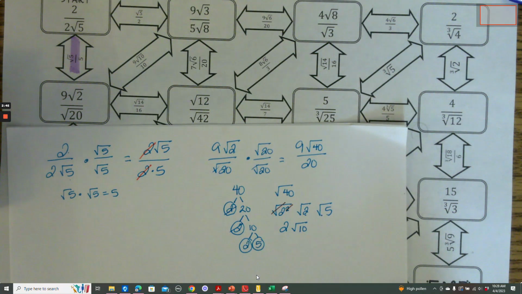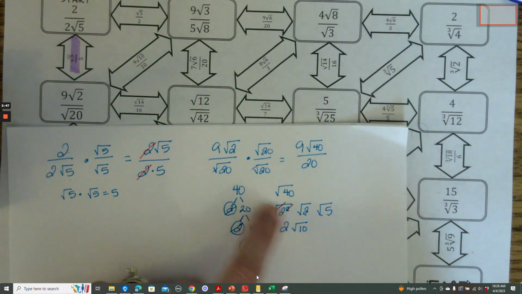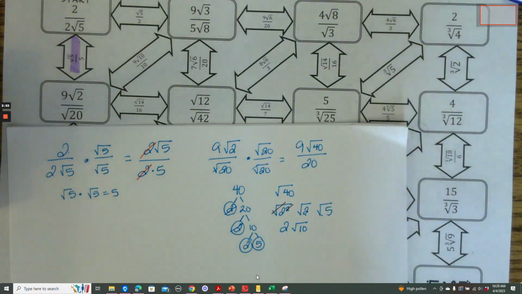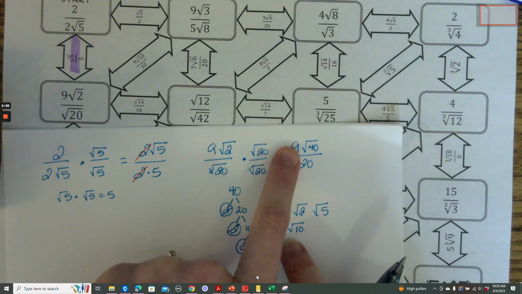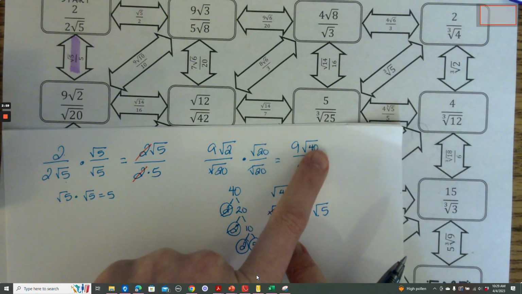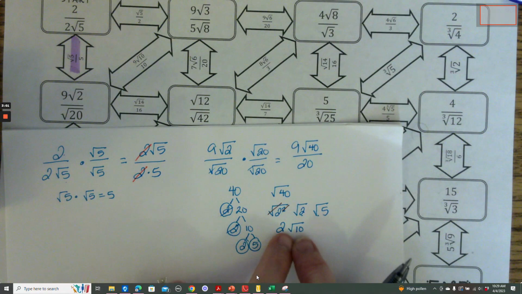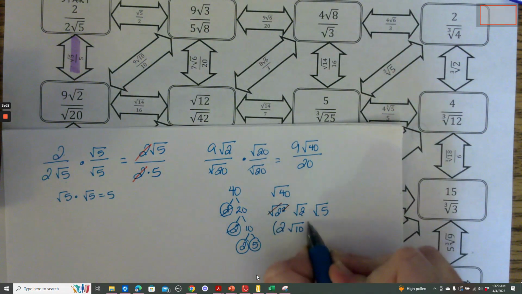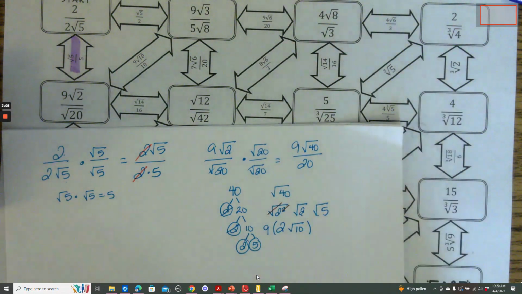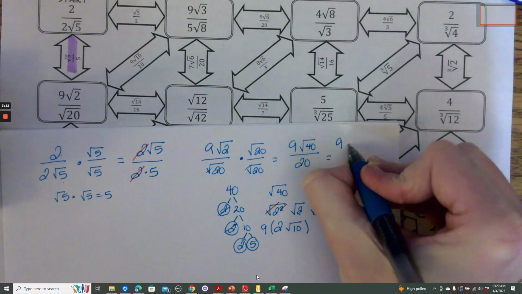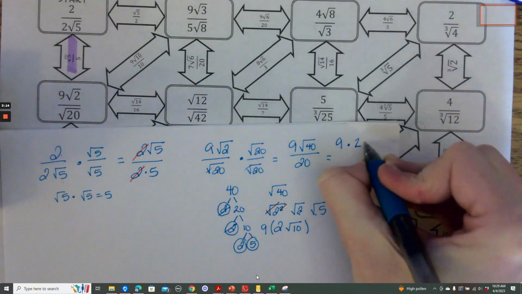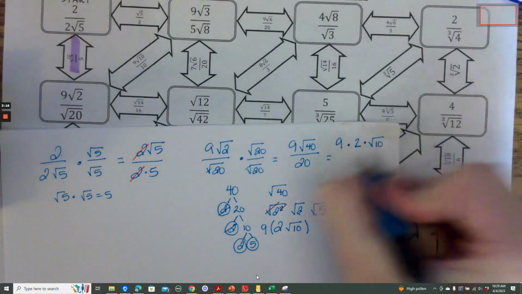Is the 2 not under a thing? It cancels out with that exponent of 2. So that's why we want to pull it out. That's being multiplied by 9. This is 9 times the square root of 40. I can multiply that by 9, but I'm not going to do that yet. What I'm going to do is 9 times 2 times the square root of 10.